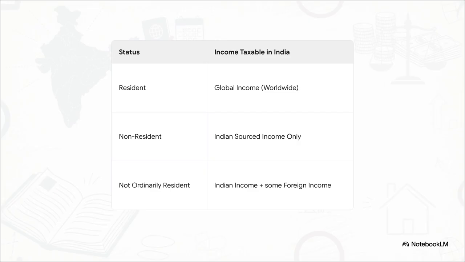Think of it as a kind of hybrid status, a buffer zone. It's for someone who might have lived abroad for years, but is now spending enough time in India to be a resident. They'll pay tax on their Indian income plus any foreign income from a business they control from India, but not on their other foreign investments. The financial difference between these categories can be absolutely massive.